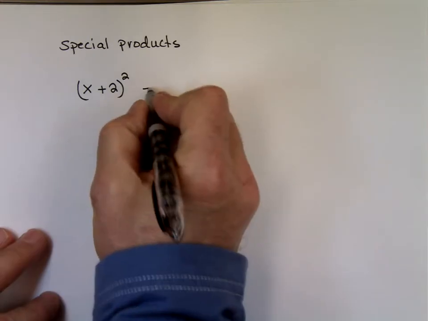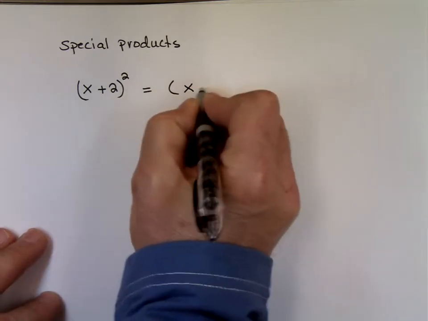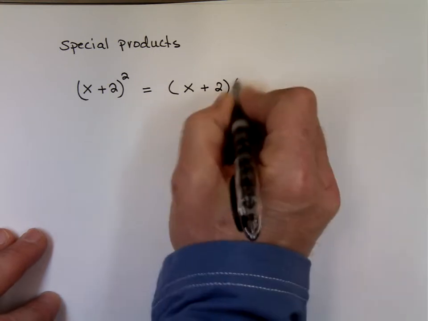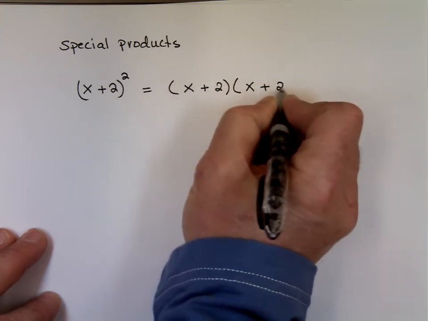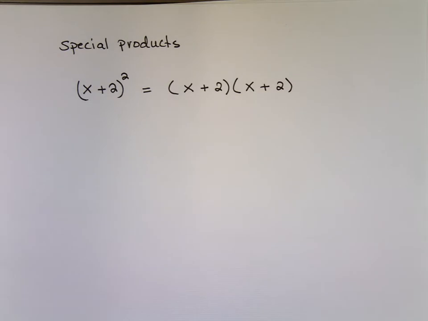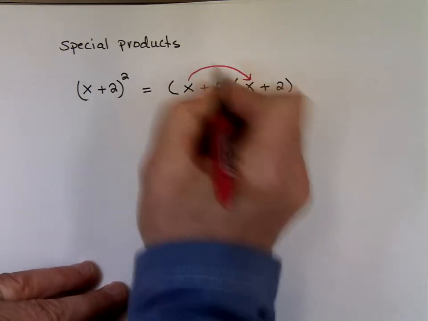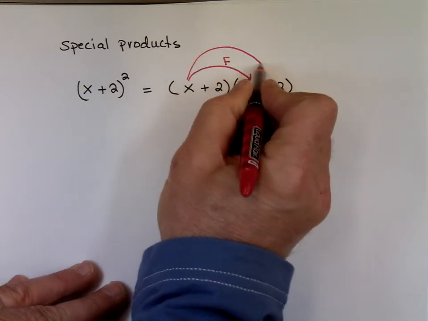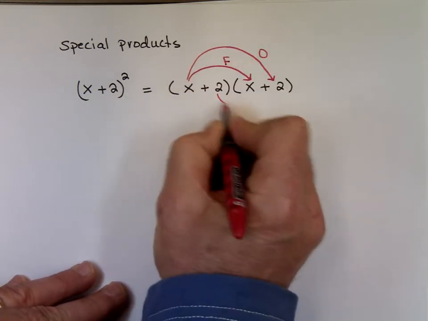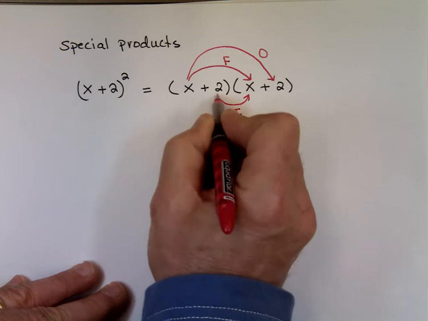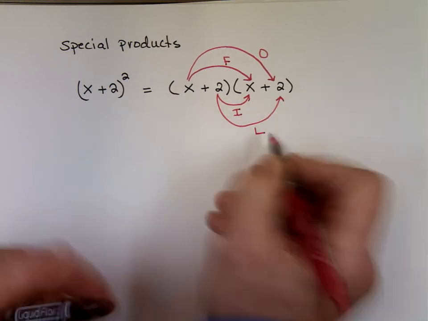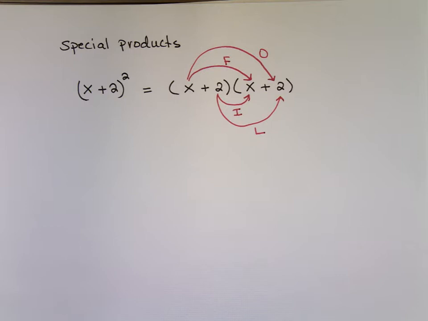Multiplied by itself, Jamie. Good. So that means x plus 2 times x plus 2. Remember from last class? How do we multiply that? What method? What's that name called? FOIL. Very good. That's the F, the O, the I, and the L, the FOIL. First, outer, inner, last. First, outside, inside, last.